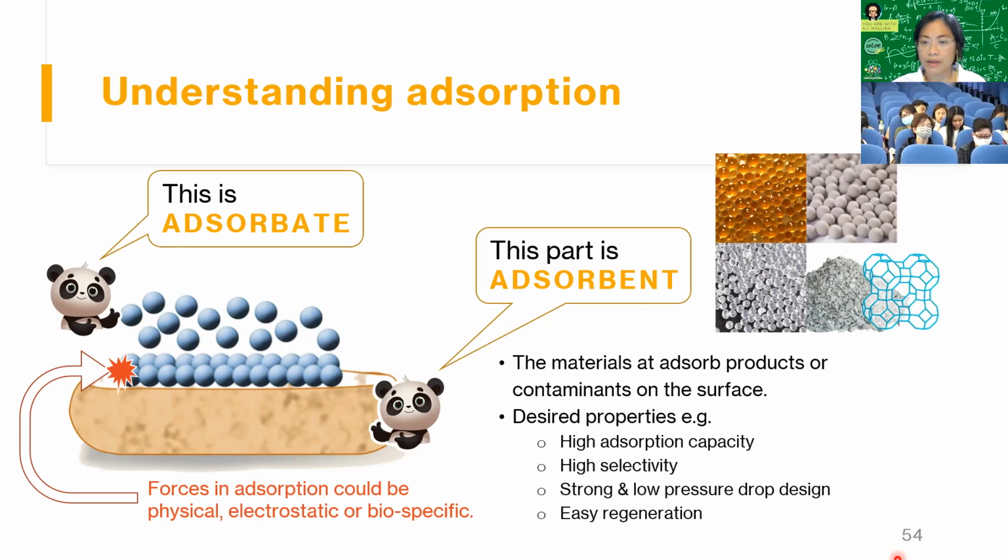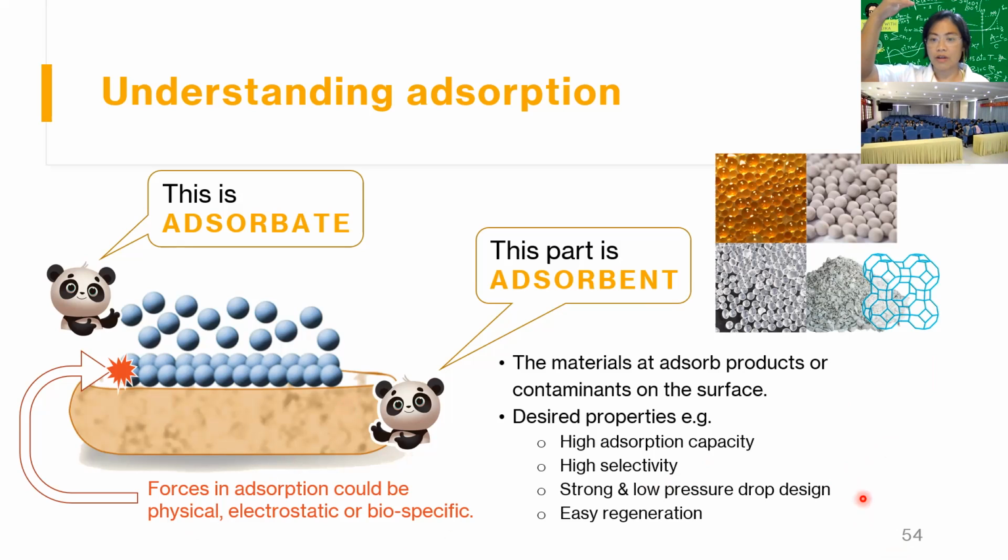It should have a strong and low pressure drop design. So that means that you don't need to use a lot of driving force for it to work, because most of the adsorption process also happens in a column. If you have a high pressure drop, that means that it is much more difficult for things to flow through your column, okay? And it should be easily regenerated. So regeneration is the way that you reuse the adsorbent, okay? We are going to talk about the cycle of the adsorption a little bit later.